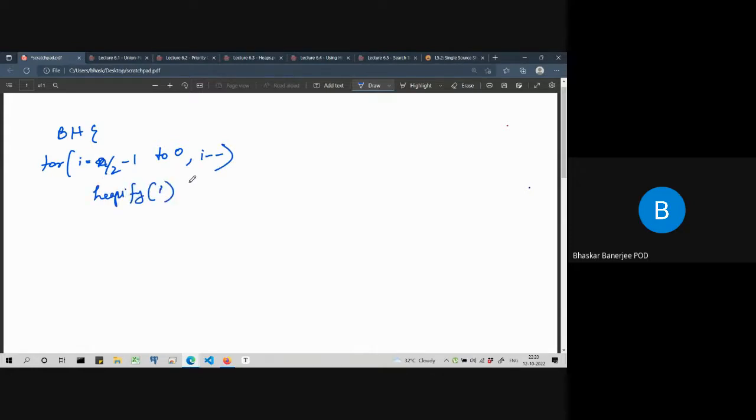Alright. So basically, this was your whole method. So this loop runs how many times? Order of n time, n by 2 to 0. So that is basically order of n by 2. That is order of n time.